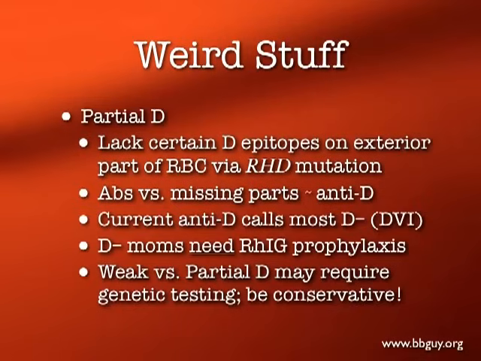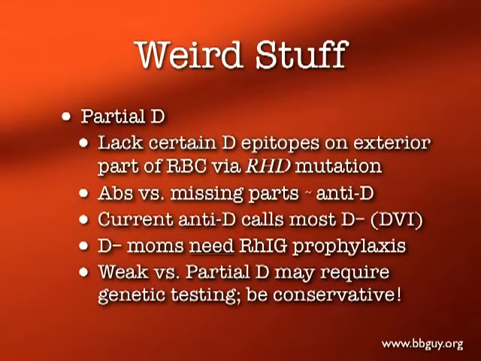For partial D, on the other hand, partial D is confusing to people. Basically, with partial D, you're lacking certain portions of the D antigen, or certain epitopes, antibody binding sites, on the exterior part of the red cell. Weak D does tend to have some deletions and lacking certain epitopes, but it's usually on the interior part of the red cell, so it's less of an issue externally. So if you lack those epitopes and you're exposed to D positive red cells, then you can develop antibodies against the part of the D antigen that you lack if you have partial D.